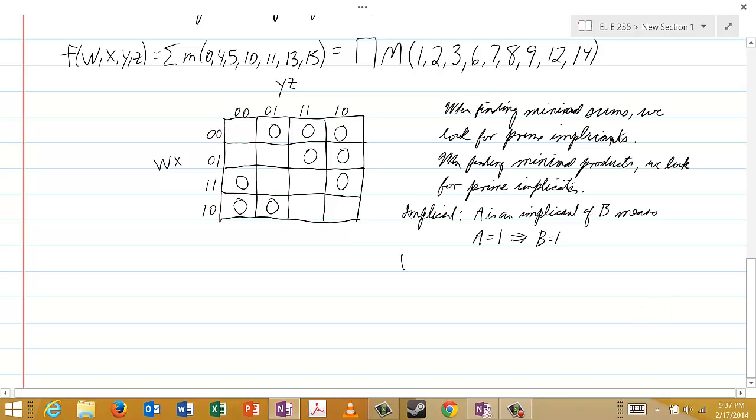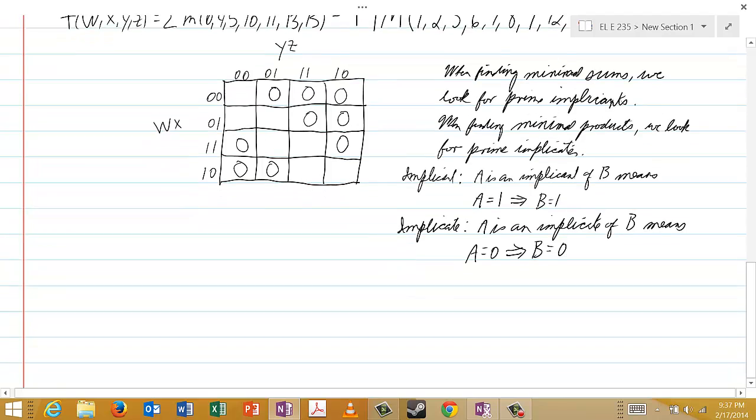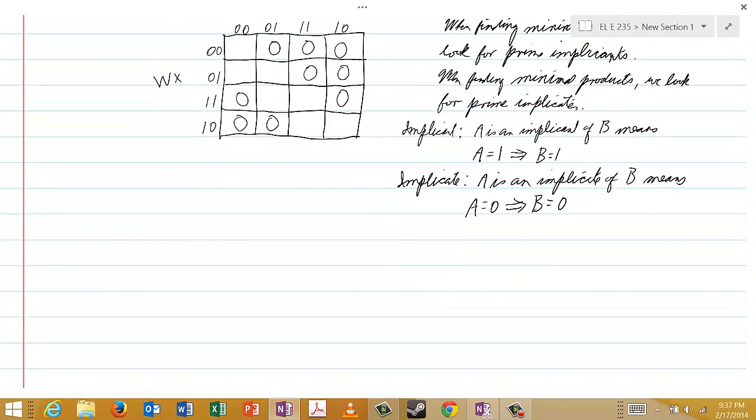Well, similarly, the word implicate is the following. A is an implicate of B means A equals 0 implies B equals 0. And we can look at more examples of that later, but for right now, let's just work with what we have.